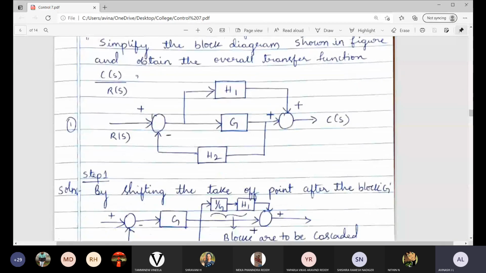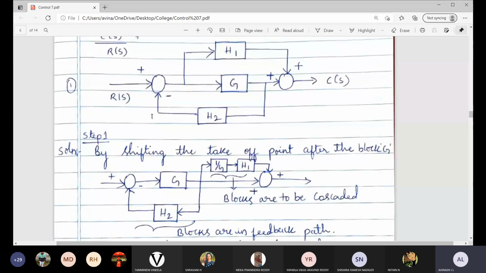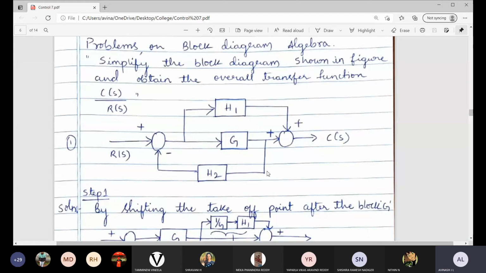After that, we have seen multiple numericals, from the textbook and from the notes also. Is that clear to you?